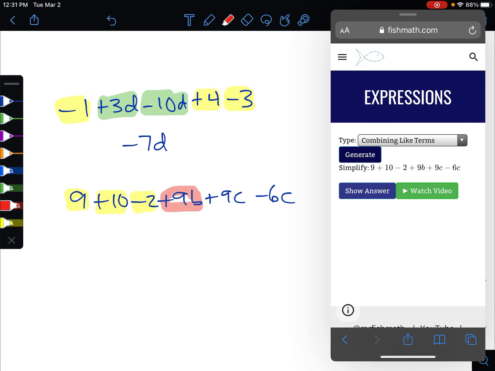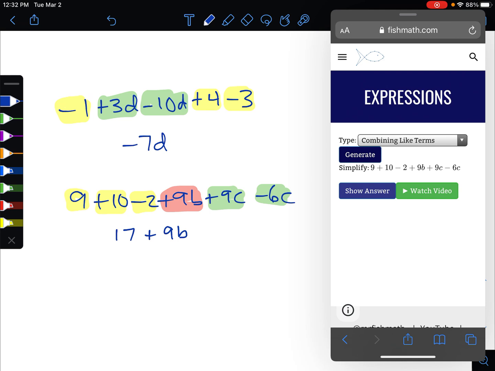We've got a b term. We've got no more b terms, so just one b term. And then a c term and another c term. So the ones that go together, we put together. 9 plus 10, 19, minus 2, 17. There's no more b terms, so just add on those b terms.